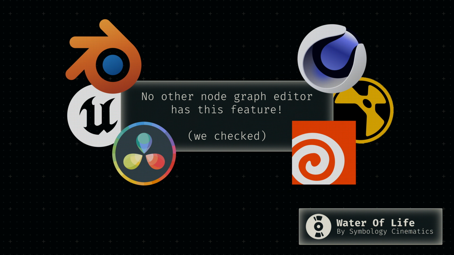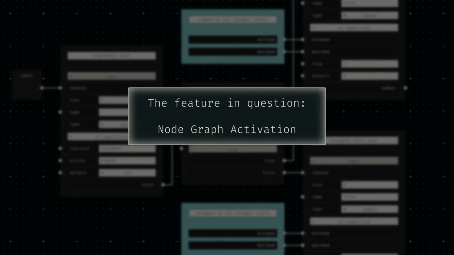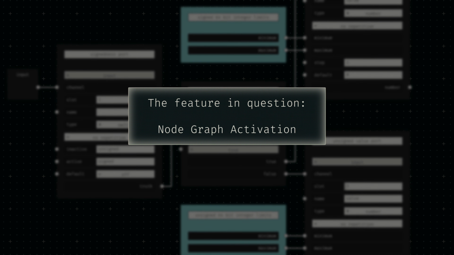Today, we're going to cover a compiler mechanic that is unique among all other node graph editors currently available. I'm calling this feature Node Graph Activation, and it is what allows me to create custom nodes that can change their sockets dynamically. Let me explain.